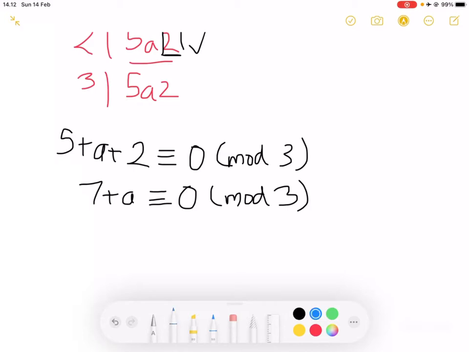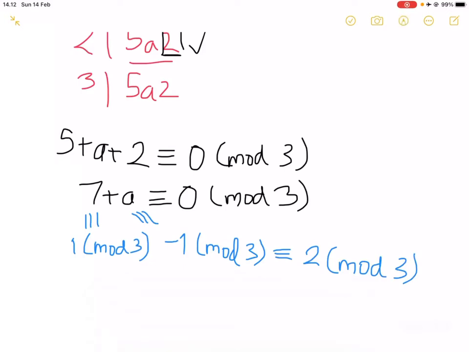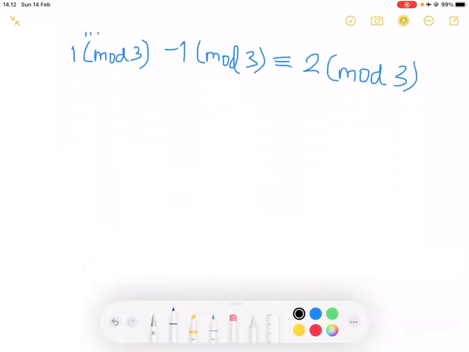First, notice that 7 is congruent to 1 mod 3. And to maintain the equality, a must be congruent to negative 1 mod 3. Or if you are uncomfortable with negative remainders, this is just the same as congruent to 2 mod 3. So let's write what we have reached: a must be congruent to 2 mod 3.